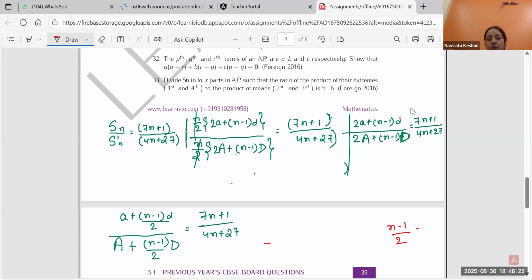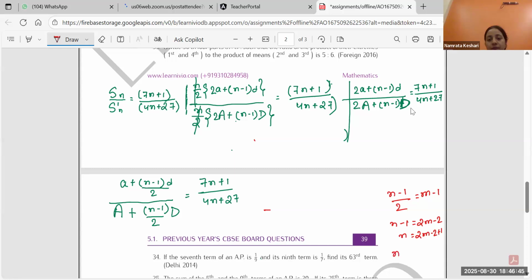And what we want is m minus 1 multiplied with the common difference d, just by looking at the left hand side. Okay, from here you will realize that n minus 1 equals 2 times m minus 1, so it will be 2m minus 2, and n will be 2m minus 2 plus 1. That means our n will be 2m minus 1. Now this n we need to put on both sides, left hand side as well as right hand side.